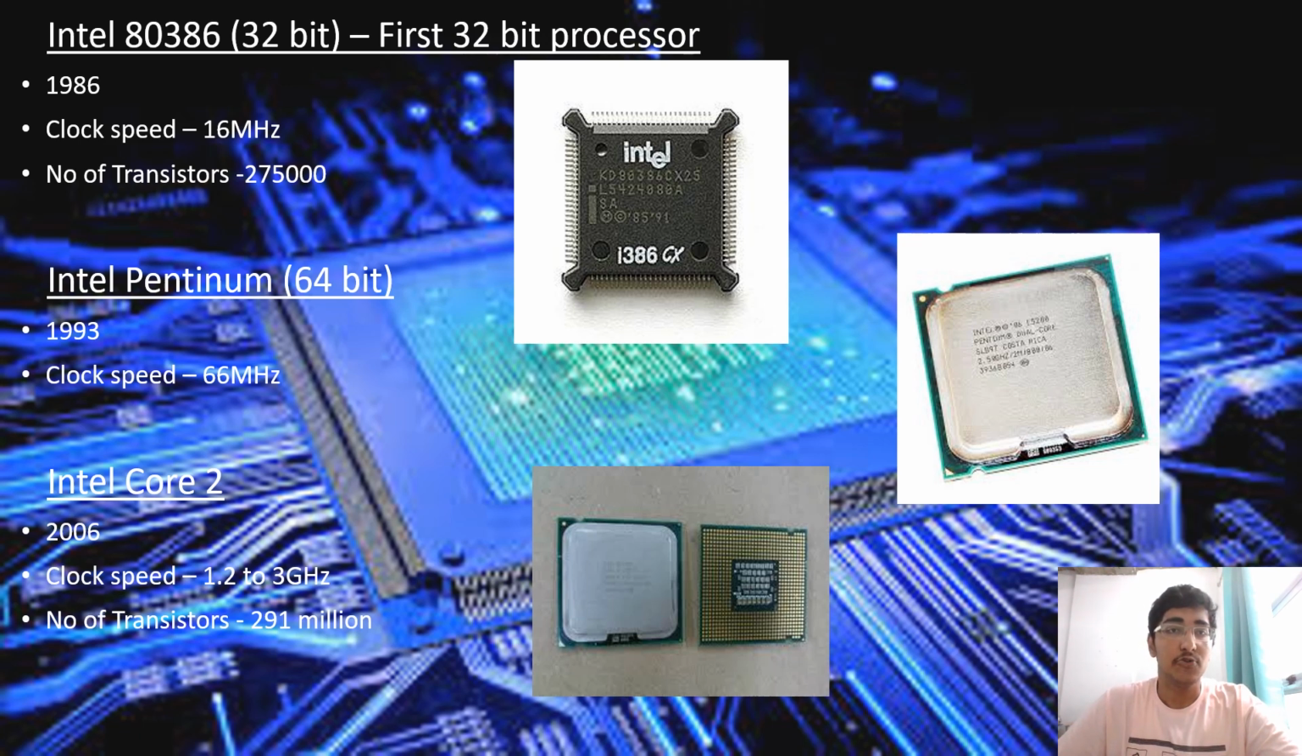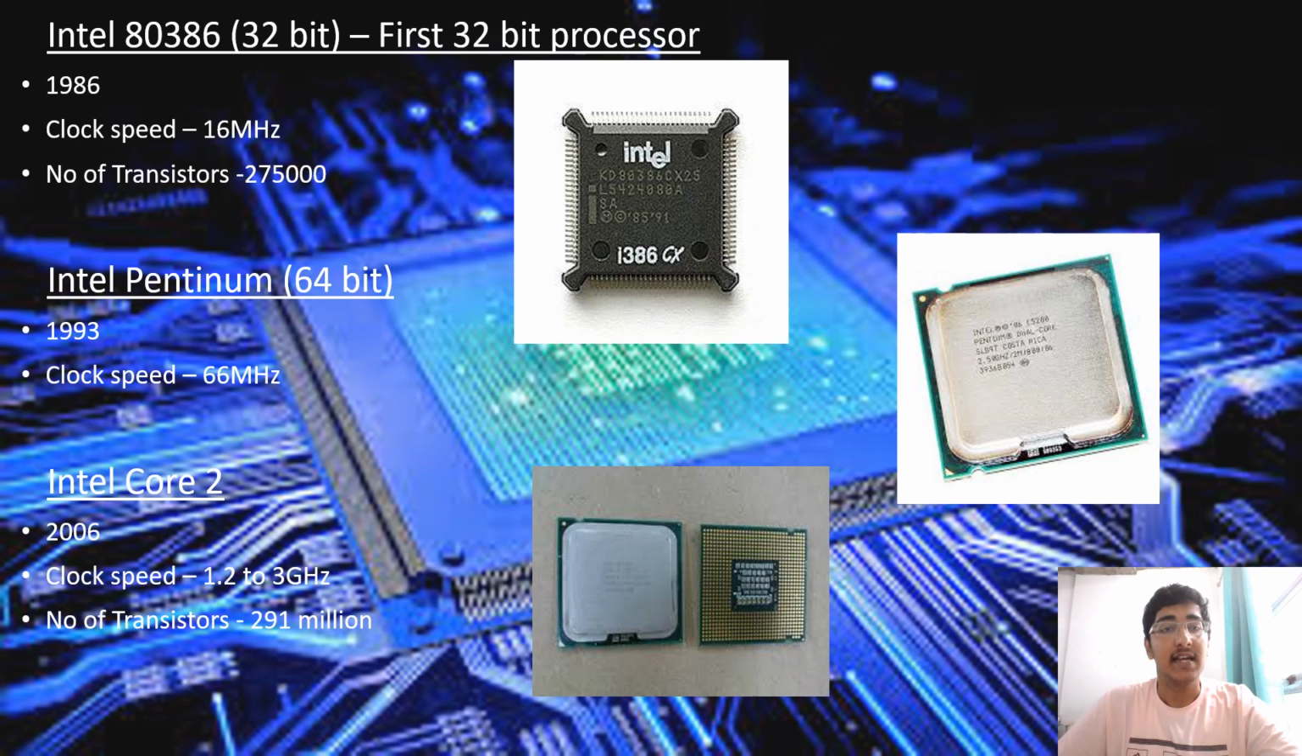This is a 32-bit processor, the first 32-bit processor that was made by Intel, developed in the year 1986, clock speed 16 megahertz and number of transistors 275,000. Moving on to the Intel Pentium. This is a 64-bit processor. This is again a transition from the 32-bit to the 64-bit processor. This was faster and it was much more convenient to use as it didn't get heated up as much as the previous ones. Developed in the year 1993 with a clock speed of 66 megahertz.